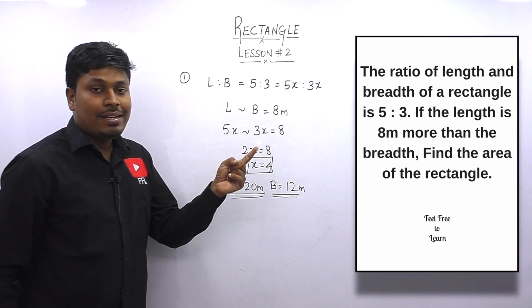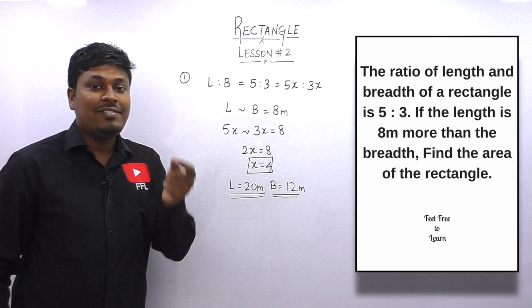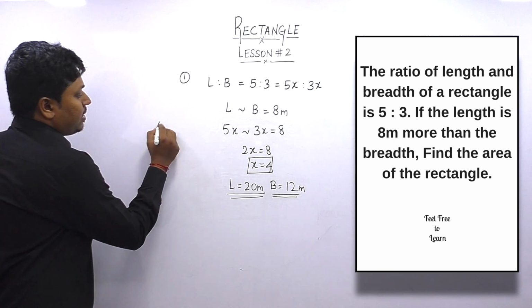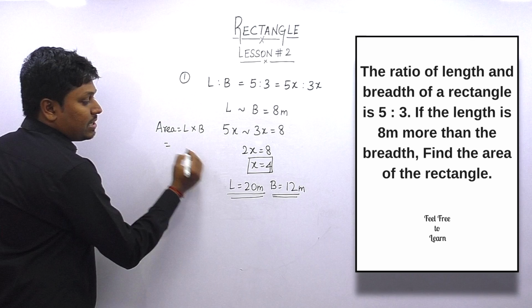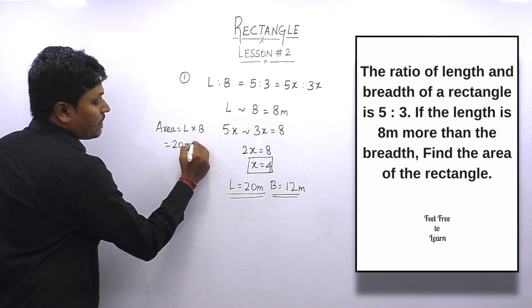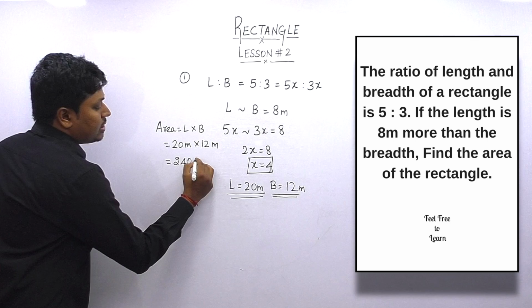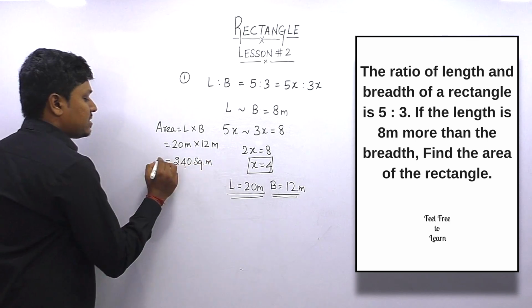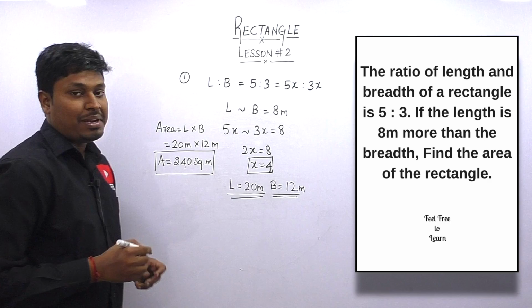So what is our target? Our target is to find the area of the rectangle. So area of rectangle will be length into breadth. So area is equal to length into breadth. So length will be 20 meter and the breadth will be 12 meter. So we can say that it is 240 square meter, or otherwise meter square. So area of the rectangle will be 240 square meter.